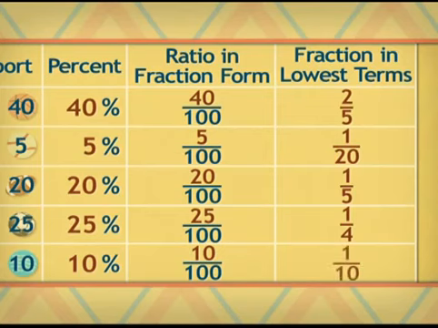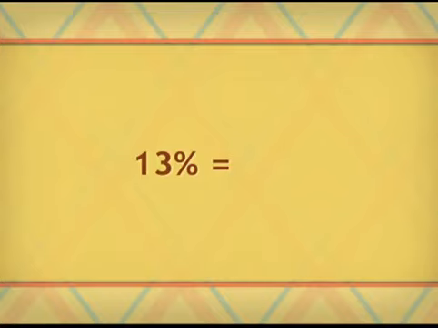So here we have 13%. What is the ratio going to look like in fraction form? The ratio that will be equivalent to 13%. Well, remember, with percents, the ratio will always have 100 as the second term. So this will be 13 100ths. And is that in lowest terms? Yes, it is. 13 and 100 have no factors in common greater than 1, so it's already in lowest terms.